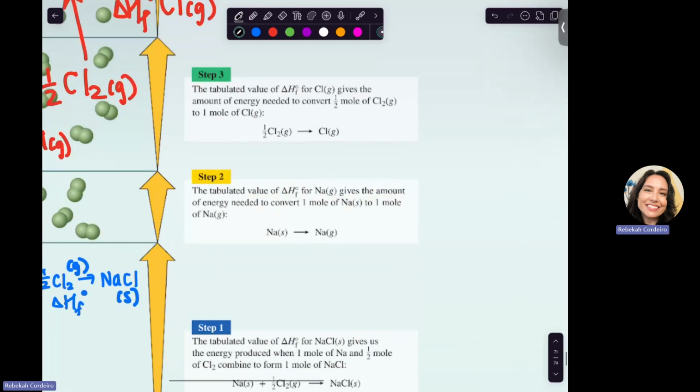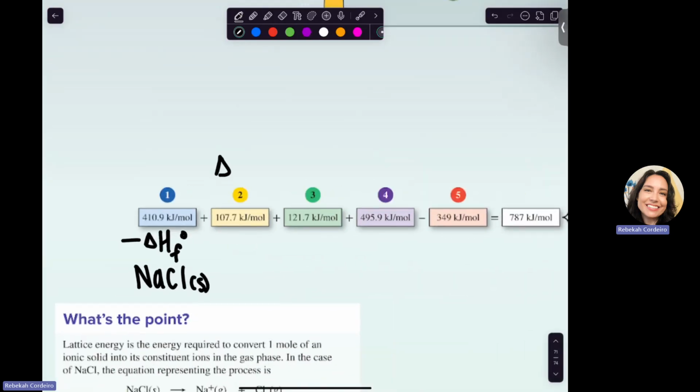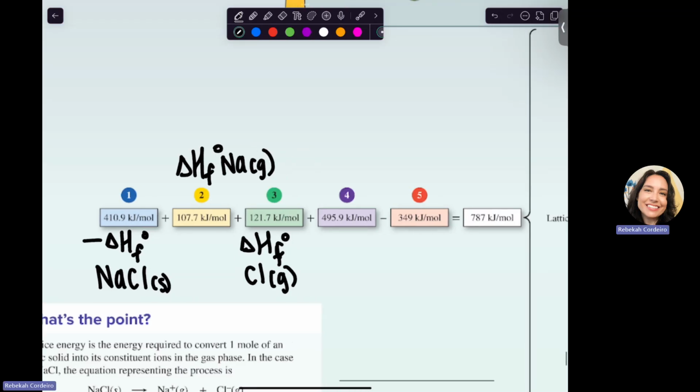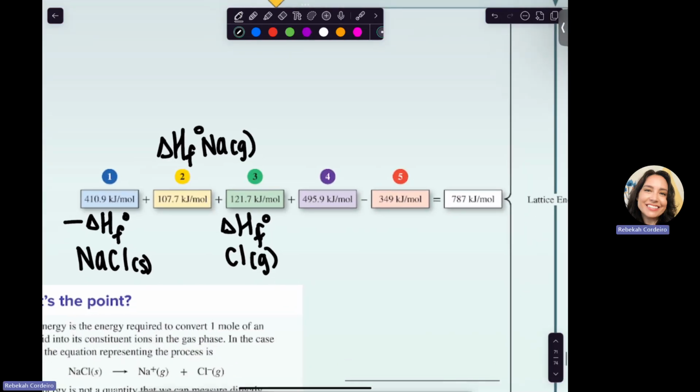Then step 2 was the enthalpy of formation of sodium gas. So we're going to form the sodium gas. Then we are going to form the chlorine gas. Then we're going to do the ionization energy, the first ionization energy of sodium. We're going to ionize it.